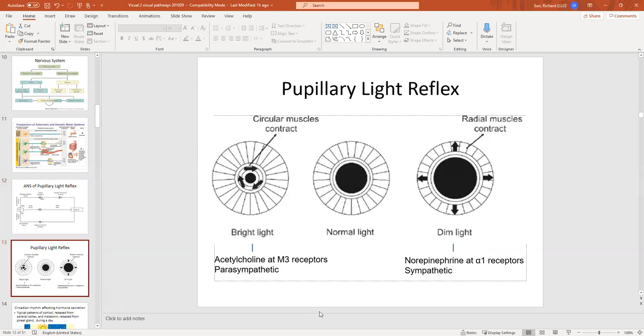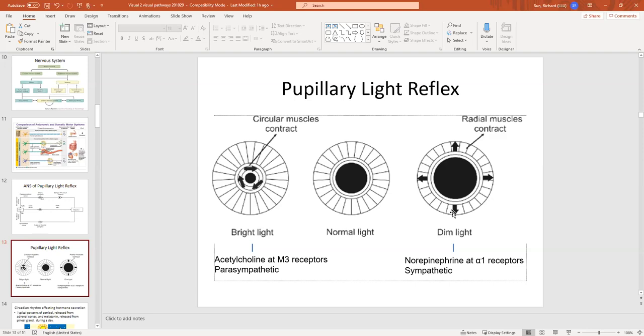So it's right here. The parasympathetic will cause pupil constriction. And the way it does is that it will release acetylcholine acting on the M3 receptor to cause the pupil constriction. Sympathetic will cause pupil dilation. And the way it does it is that it will release norepinephrine acting on the alpha 1 receptor to cause pupil dilation.